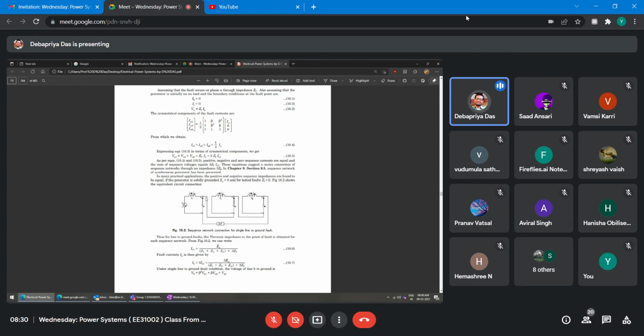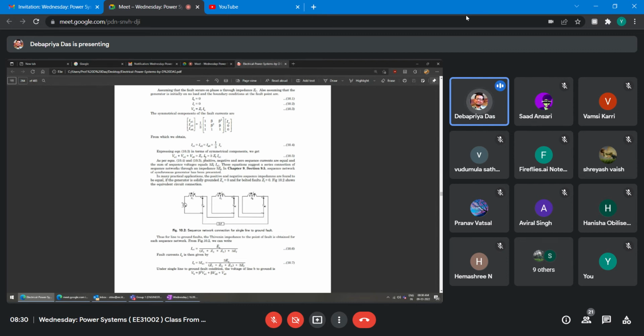Now looking at this equation, you have to make the connection of how to connect the positive, negative and zero sequence networks. This is the equation available to you: VA1 plus VA2 plus VA0 is equal to 3 ZF I1. So this is 3 ZF. Look, this is connected to here, this is connected to here, and this is connected to here, right? This way the circuit is completed.